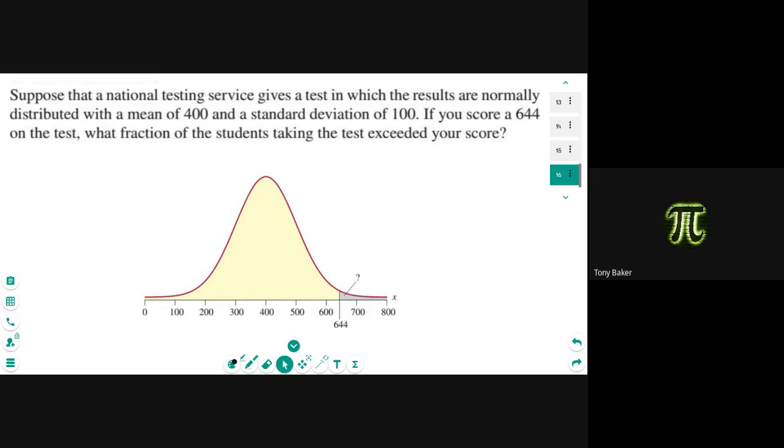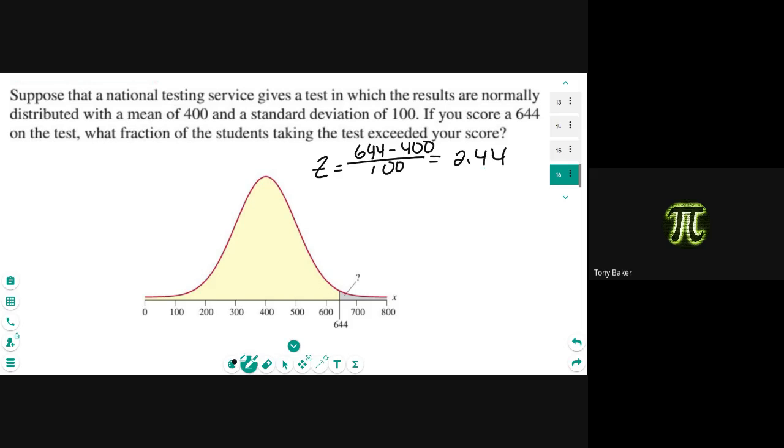So mean of 400, standard deviation 100, you scored 644. So step 1 is to what? I need to find what? I need my Z score. Your score is 2.44 standard deviations above the mean. So 644 minus 400 divided by 100 is 2.44. So that's my Z score.